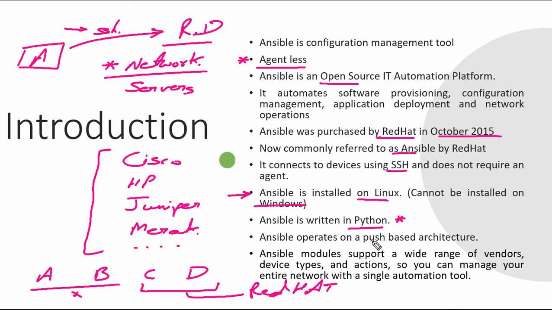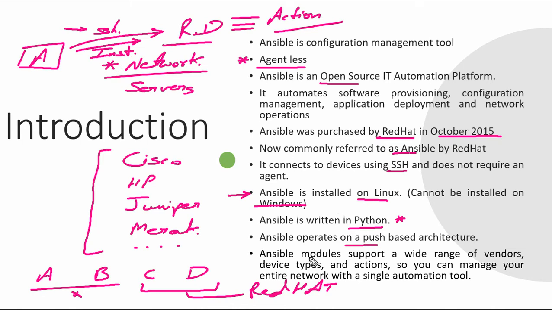Ansible operates in a push-based architecture. It means the configuration which we want to apply, Ansible is going to push onto the remote devices, and the remote devices will get the configuration. In fact, it gives some instructions to the remote devices, and the remote devices perform some action. So in this way, Ansible actually works.